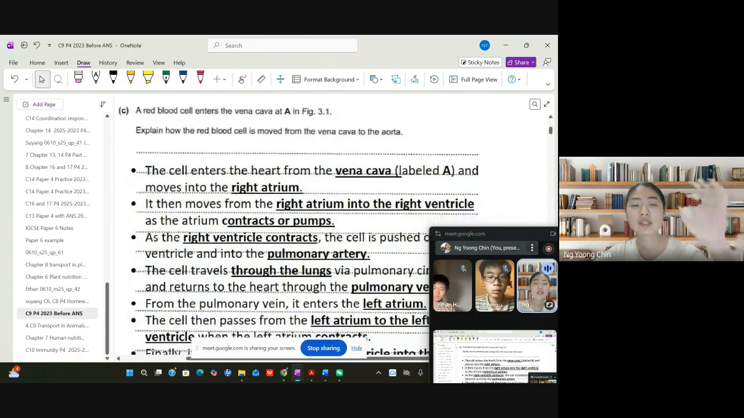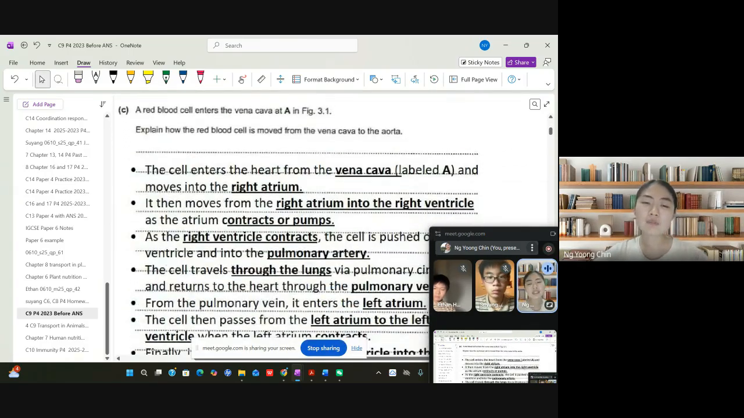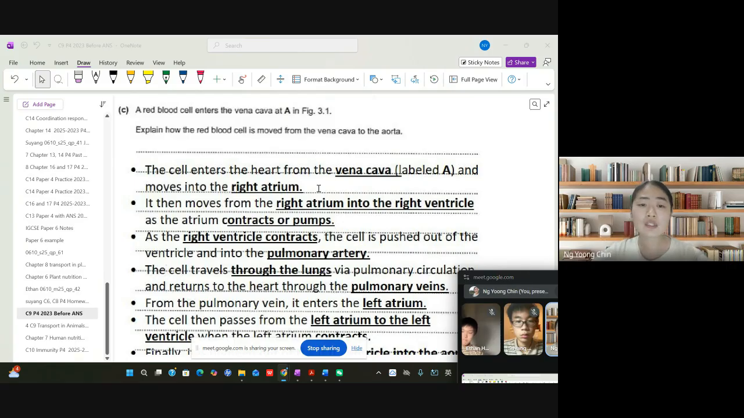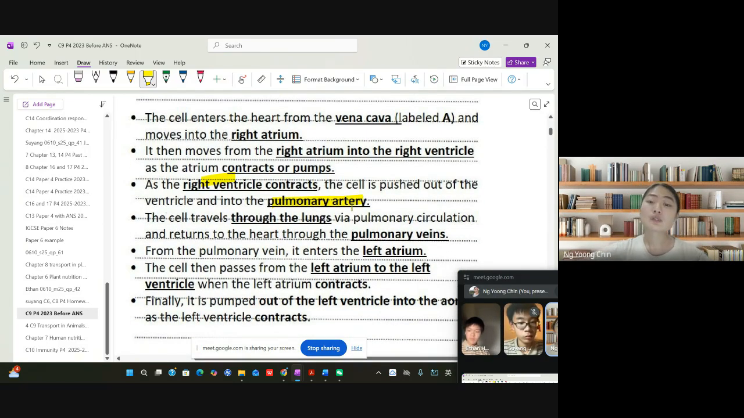And then for this one, actually I think this kind of question hasn't come out for a very, very long time, but this is still in your syllabus. So whenever the question asks about how a red blood cell moves from the vena cava to the aorta: from the vena cava, go into where? The right side, from the right atrium to the right ventricle. And then the right ventricle will send it to where? To the lungs, by the pulmonary arteries.